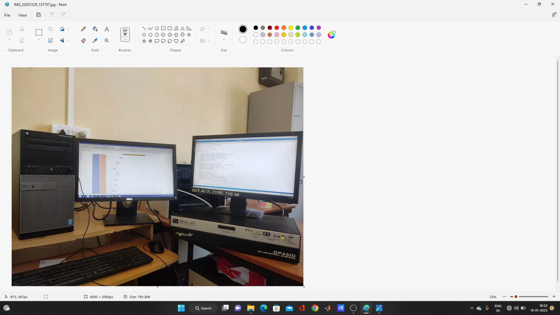I think you can see it clearly. This portion is called host. Okay, host part of this portion is called host part. Okay, this part where your RT-Lab software, means Opal-RT RT-Lab software, and MATLAB will be installed.